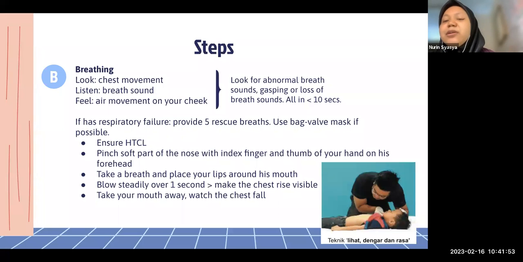If there is respiratory failure, we provide 5 rescue breaths, preferably using a bag valve mask if possible. However, if it is not possible to get a bag valve mask, you may use mouth to mouth, in which you must ensure the head tilt chin lift is maintained, and pinch the soft part of the nose with the index finger and thumb of your hand on the forehead. Then take a breath, place your lips around his mouth and seal your mouth to the child's mouth, and blow steadily over 1 second and make the chest rise visible. After that, take your mouth away and watch the chest fall. We must ensure that there is no overventilation of the patient. Okay, next.